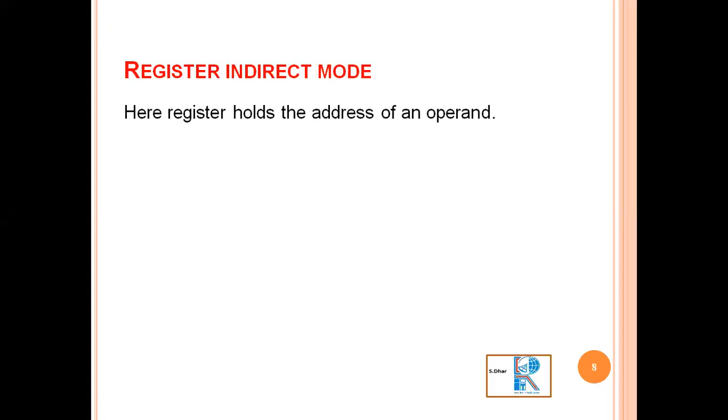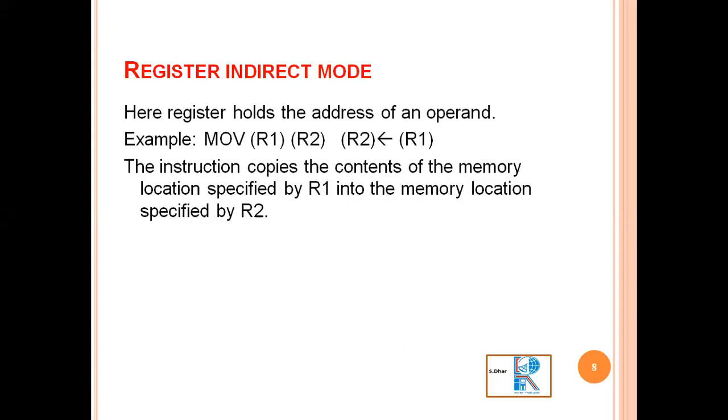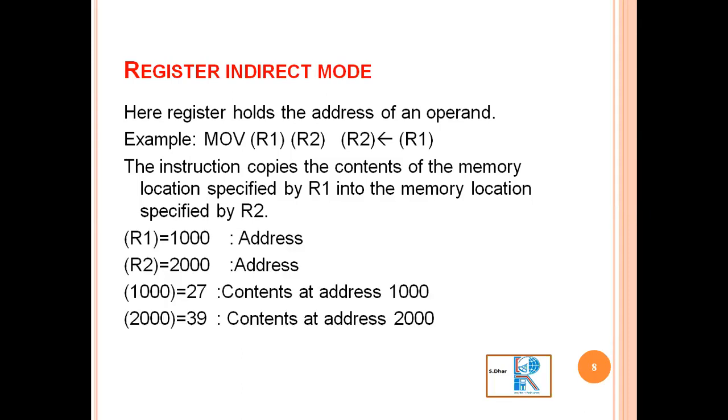Now register indirect mode. In the register indirect mode, this is another type of register addressing mode, but here the register holds the address of the operand. Registers are not the operand. Here the register holds the address of the operand. What is the meaning of that? Suppose the example, move R1 within brackets R2.